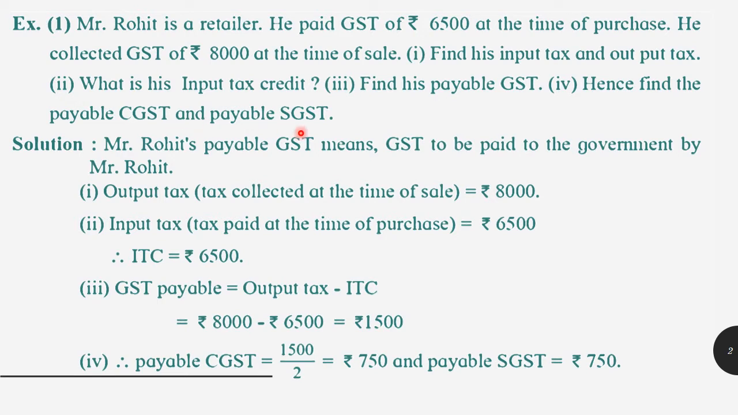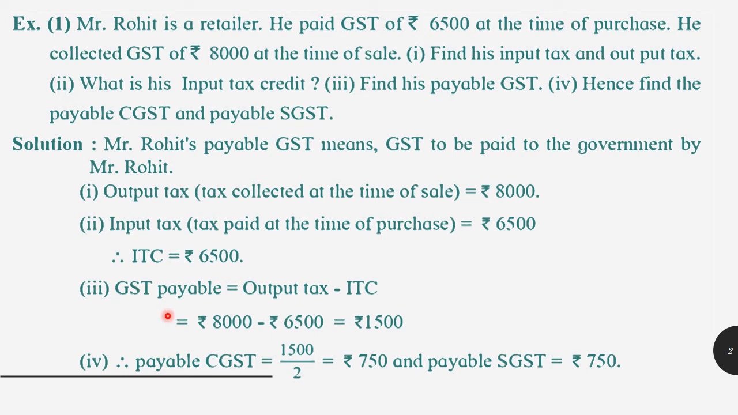So this is a very basic question we are going to solve. Here, Mr. Rohit's payable GST means GST to be paid to the government by Mr. Rohit. First thing, output tax will be tax collected at the time of sale, so that is rupees 8,000. Next, input tax means tax paid at the time of purchase, so that is rupees 6,500. So the input tax credit will be 6,500. The input tax itself is input tax credit, because that will be deducted from the output tax, so that we get how much amount Rohit has to pay to the government.